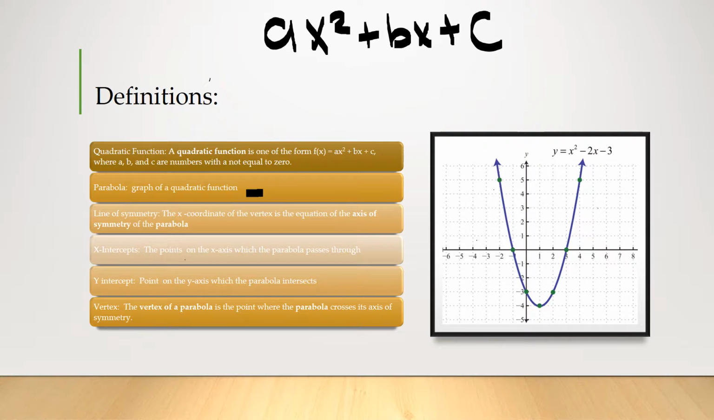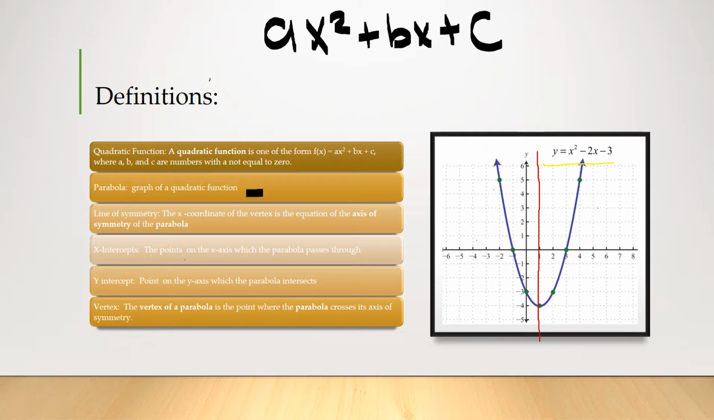The example we're going to be looking at is y equals x squared minus 2x minus 3. In this case, a is 1, b is -2, and c is -3. The line of symmetry is simply the line which cuts the parabola in half. If you folded the parabola on its line of symmetry, both ends would perfectly line up with each other.